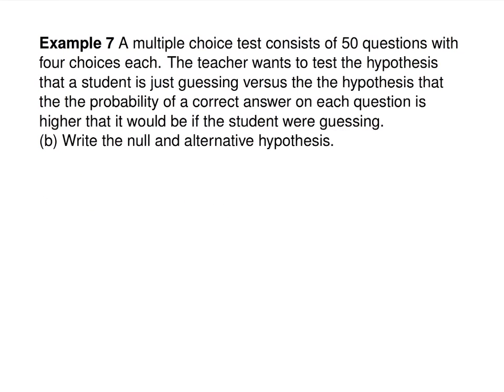So if nothing is going on, what's your chances of success? 0.25. So that'd be p equals 0.25, versus HA, the student actually studied, would mean that their proportion of success probably is bigger than 0.25. Does that make sense?